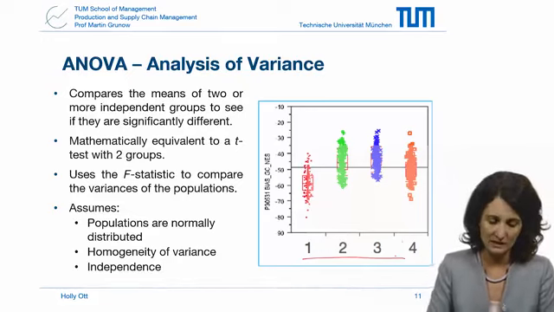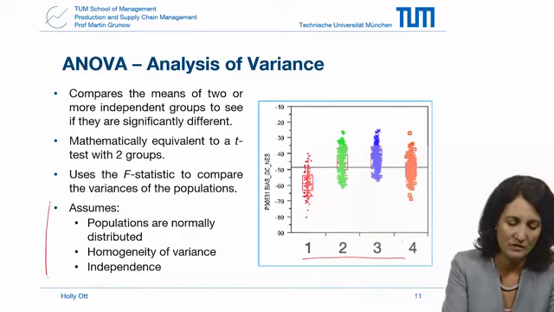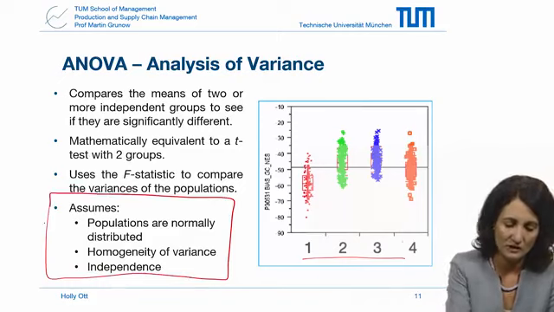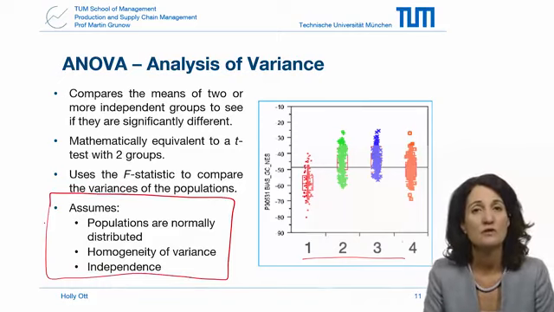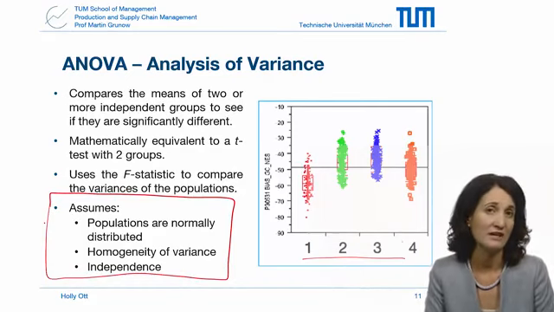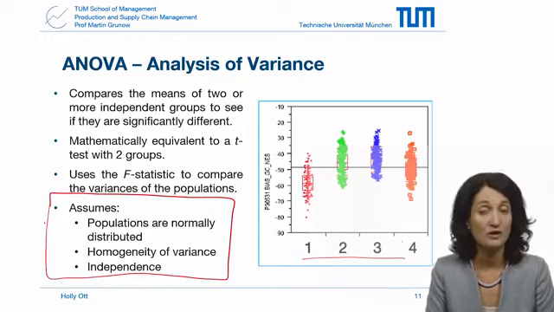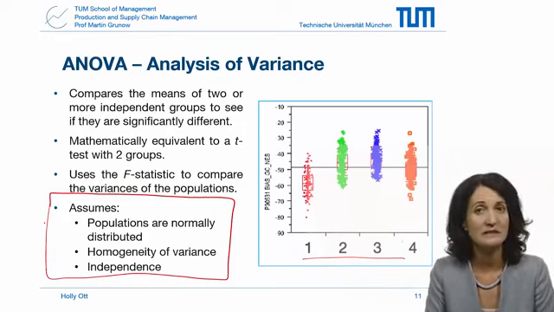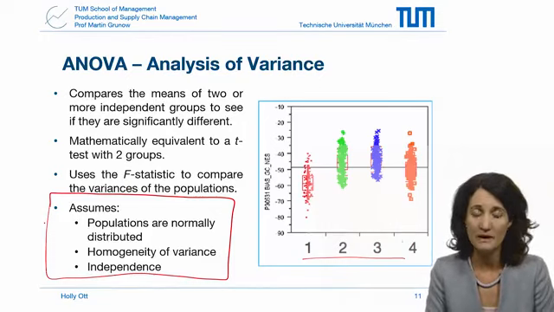Now, important assumptions. We are assuming for the ANOVA that the populations are normally distributed. We are also assuming that there's a homogeneity of variances, meaning that the populations all have the same standard deviations. We're also making sure we're taking simple random samples, and the samples should be independent of one another.